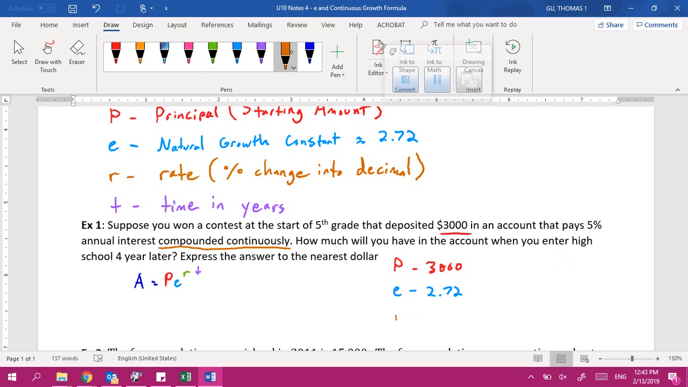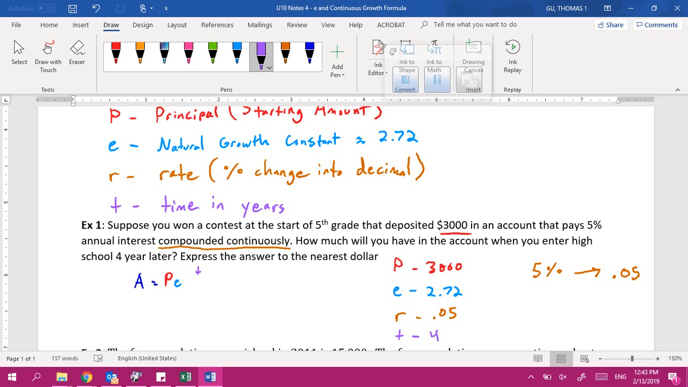So E is always going to be 2.7? Yes, that's just like pi is always 3.14, right? Same idea. So rate 5%, we're changing that into decimal, right? So we got to move the decimal spot 2 spaces, so it's 0.05. And what is your time? 4.